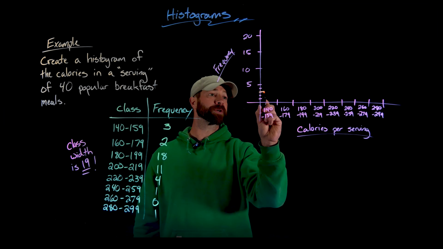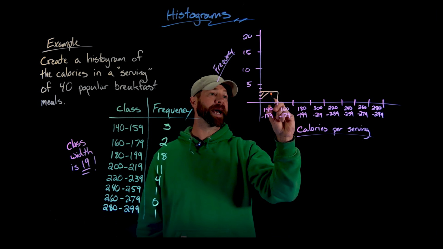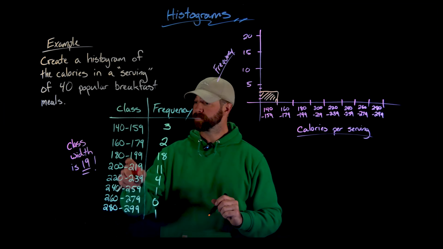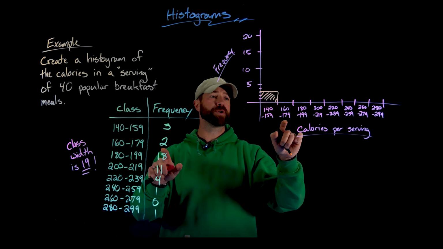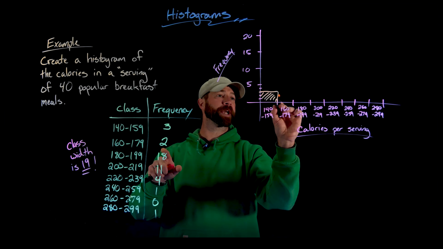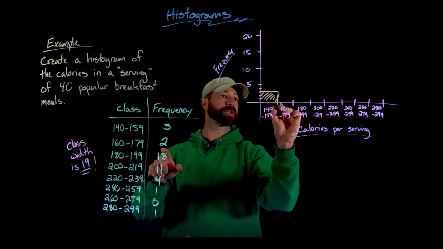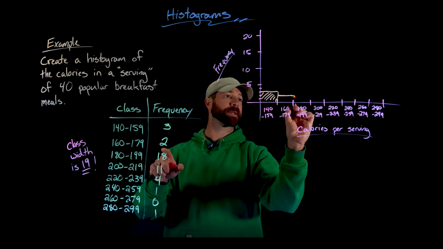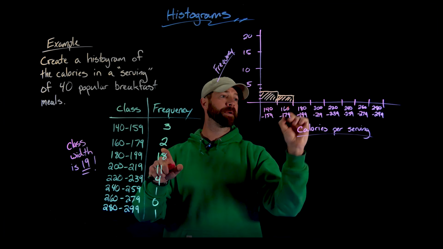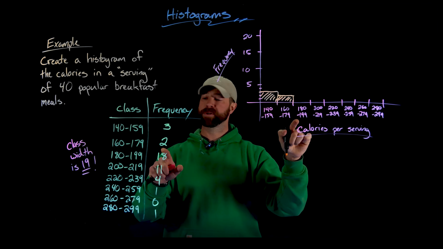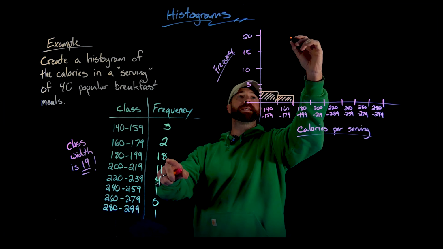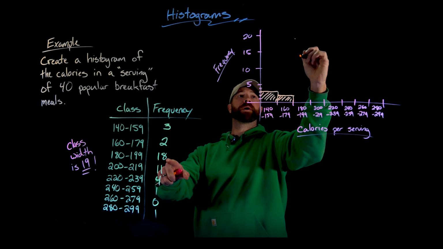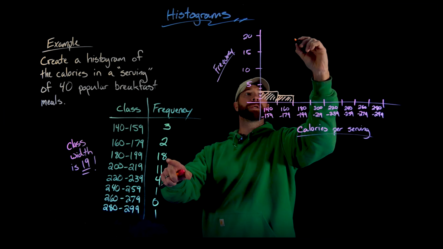And so what I'm going to do is just create this bar in that class right there. Then from 160 to 179, I have 2. And so again, just adjacent to that bar, I'm going to put 2, which is right about there, just a little bit less than 3. Then from 180 to 199, well, I have a lot. That's 18. 18 is somewhere right about there, a little bit less than 20.